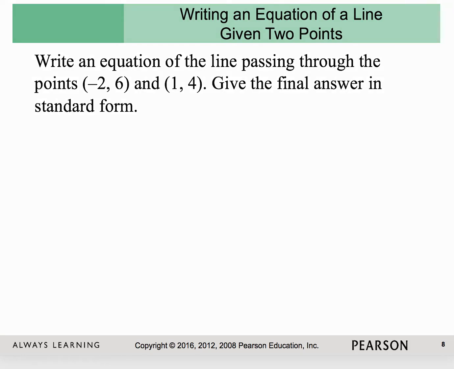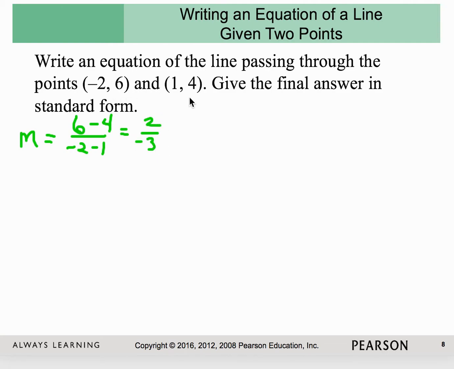Okay, still just asking me to write an equation of the line. To write an equation of the line, I got to have a point and a slope. This gave me 2 points. I need a point and a slope. Oh, right. If I have 2 points, I can find the slope. So first thing, let's find the slope. 6 minus 4. Started here, so start here. Negative 2 minus 1. 6 minus 4 is 2. So negative 2/3.